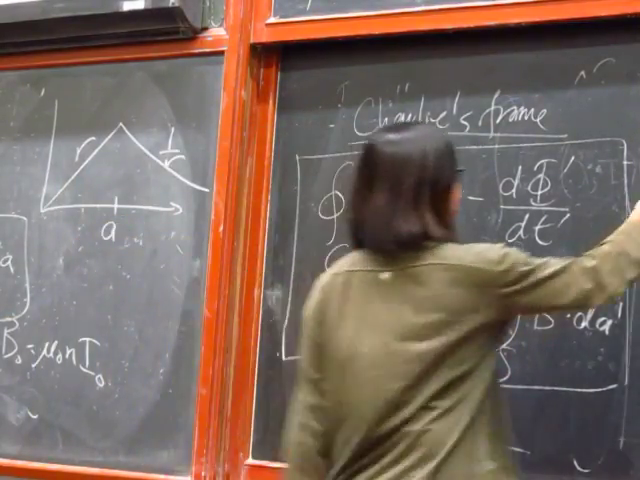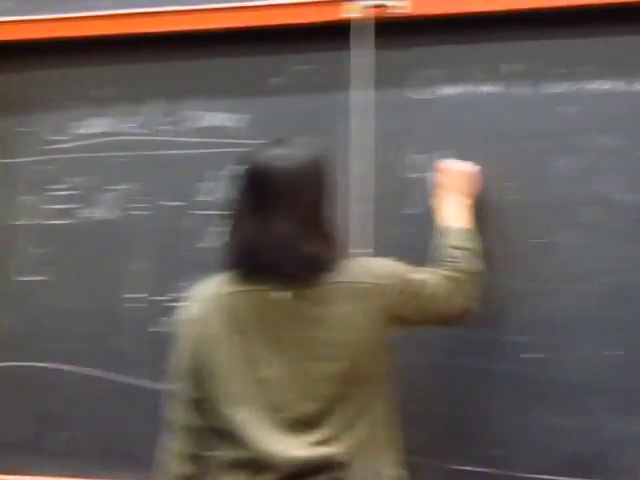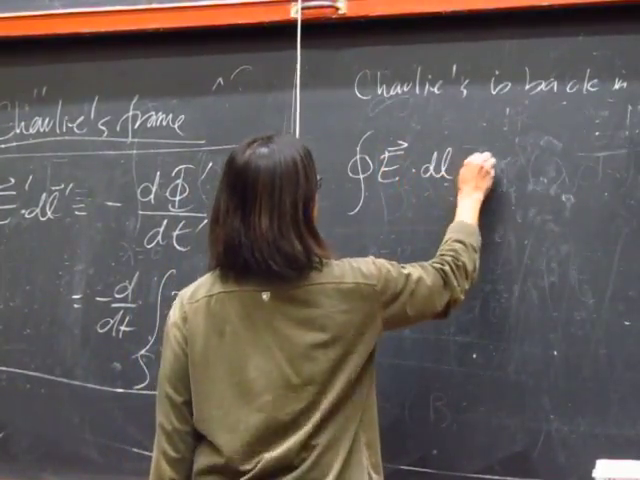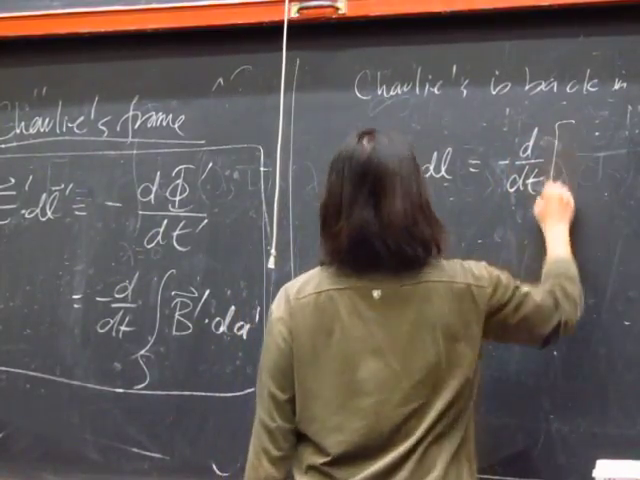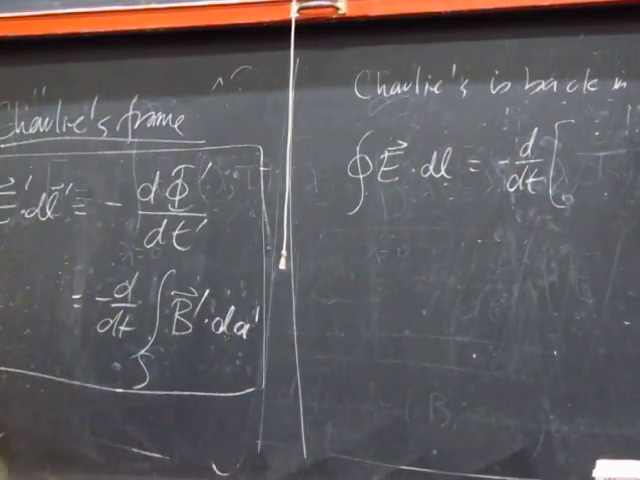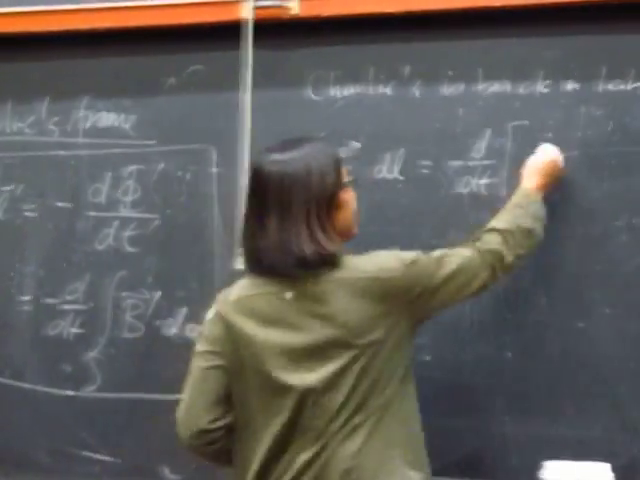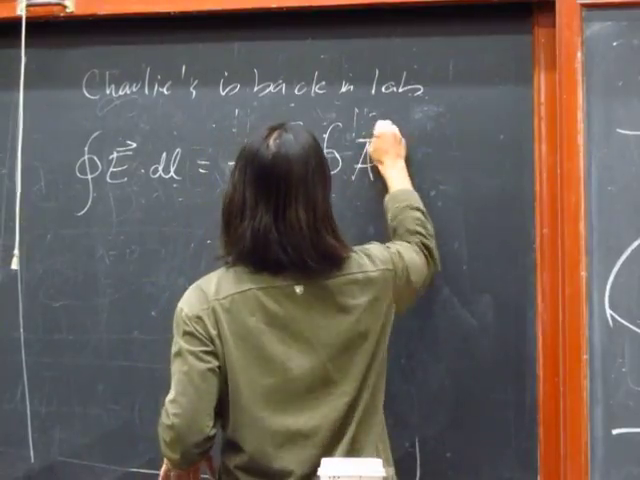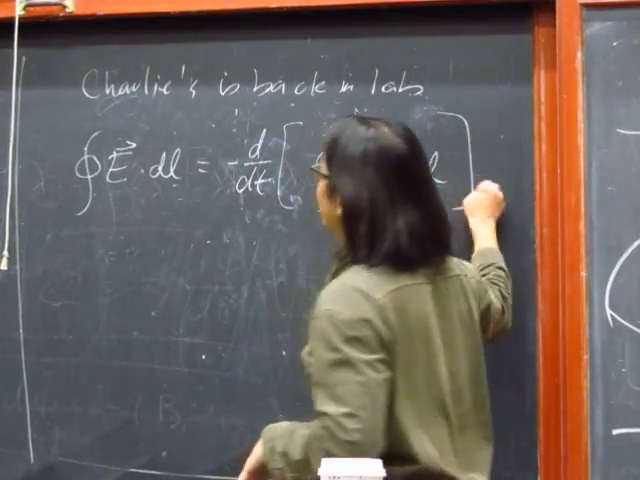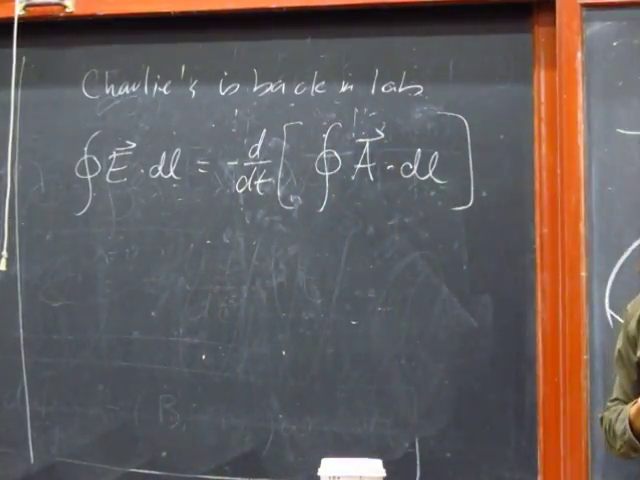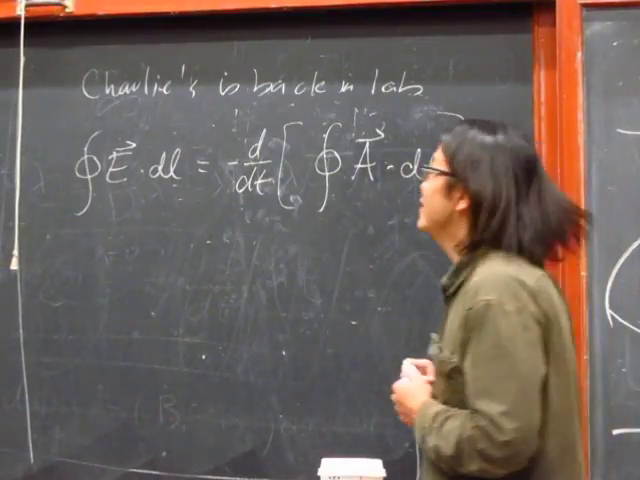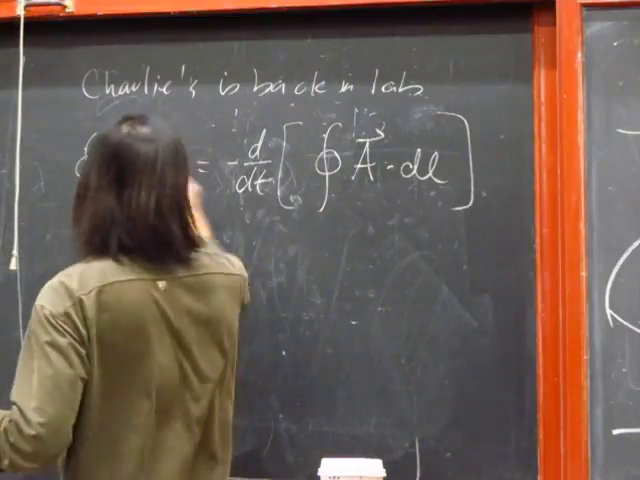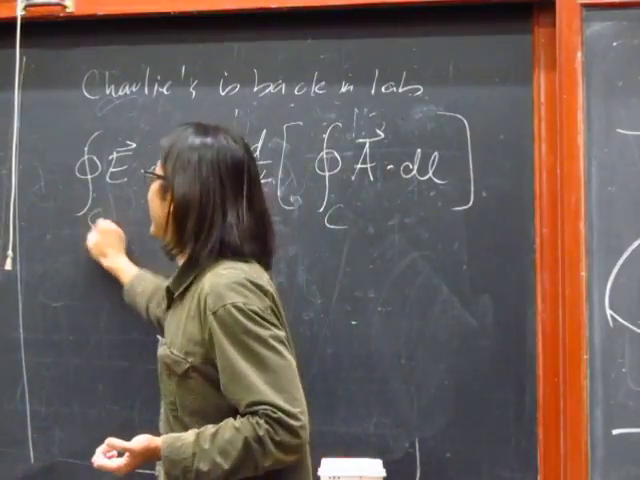So if I substitute this, the line integral of E dl is equal to minus d/dt of the flux. But let me write the flux in terms of the line integral of the vector potential. So then what you have here is true for any loop and any surface.